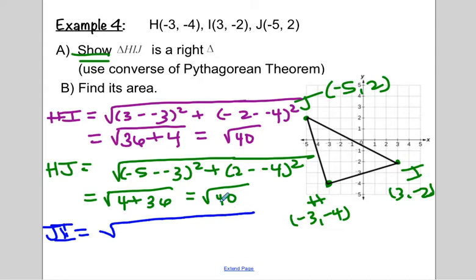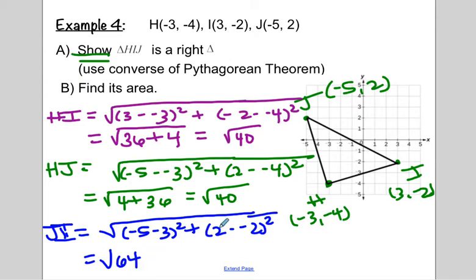So the distance of JI is going to be -5 minus 3 squared plus 2 minus -2 squared. So this is -8 squared, which is 64. This is 2 plus 2, which is 4. 4 squared is 16. And then we have 64 plus 16, which is the square root of 80.